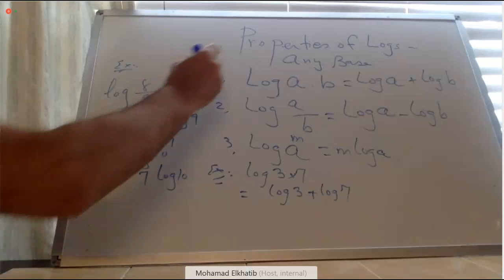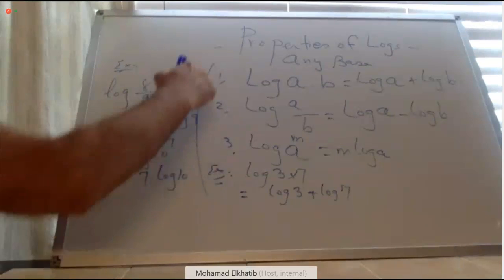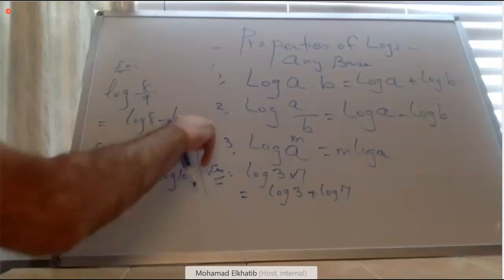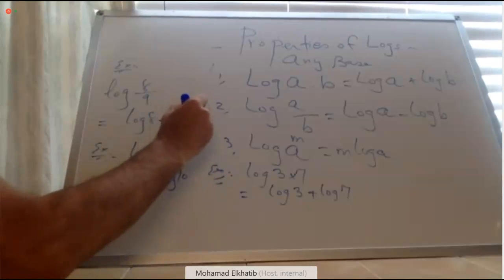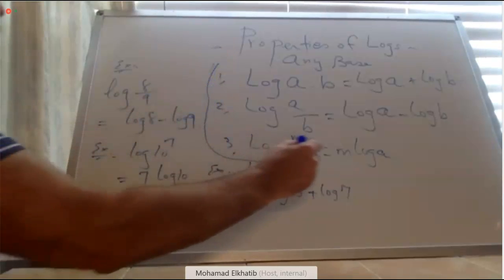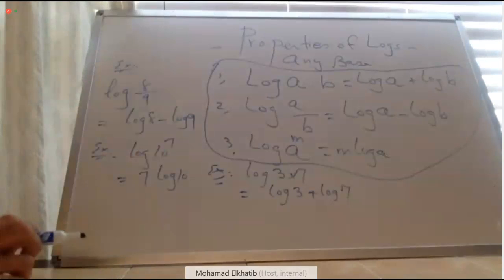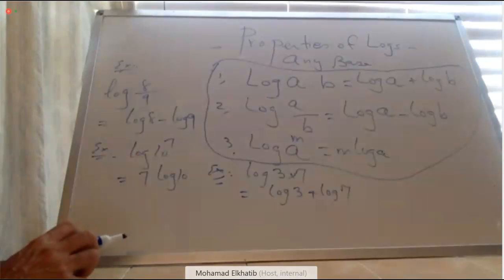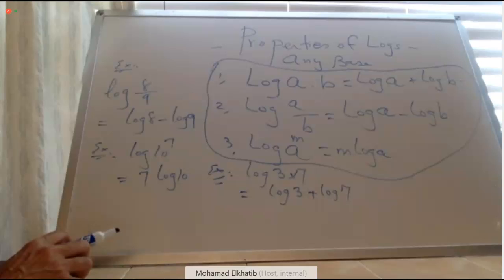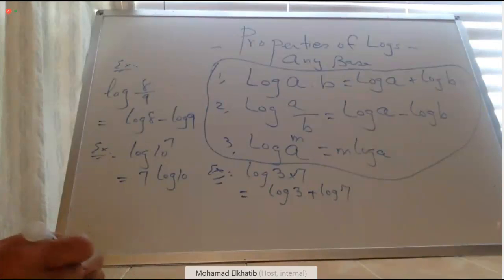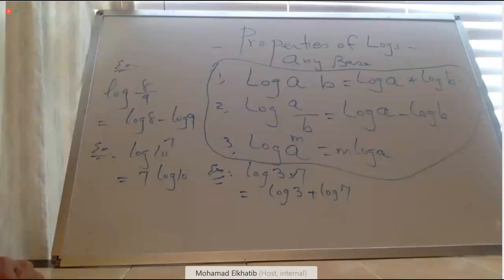Okay? So these three properties, class, you must know them very well. You need to memorize them because now we're going to be working on lots of problems regarding these properties. Okay? So these are the three properties going to help you do most of your homework assignment. Okay? So go ahead and copy them, please. And you can copy the examples as well.